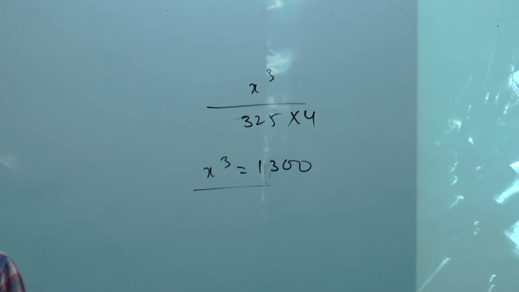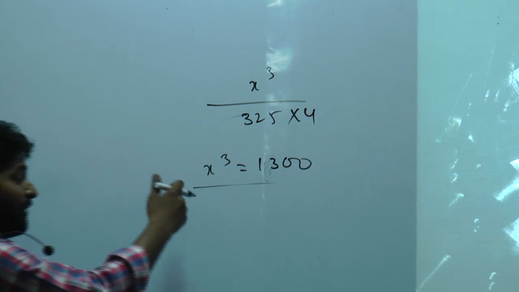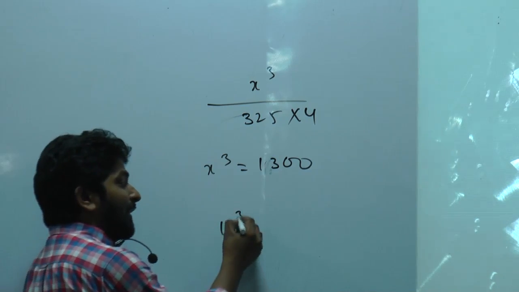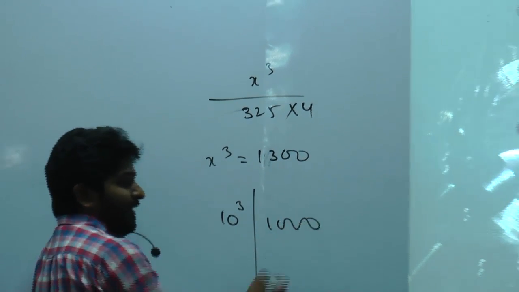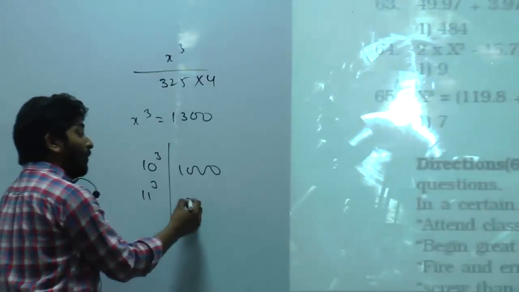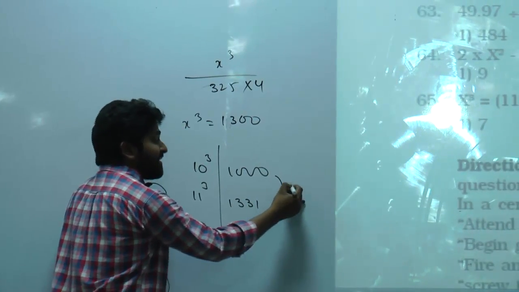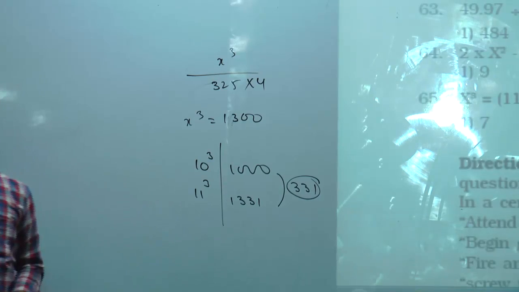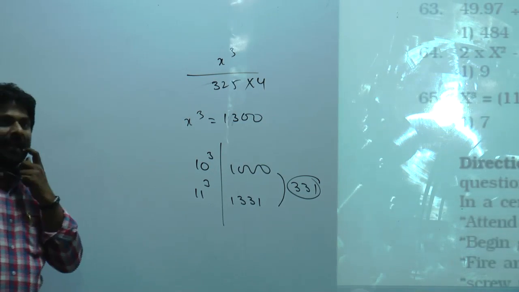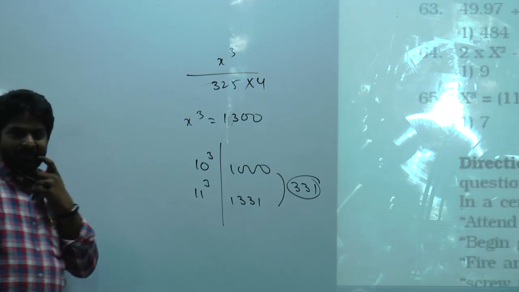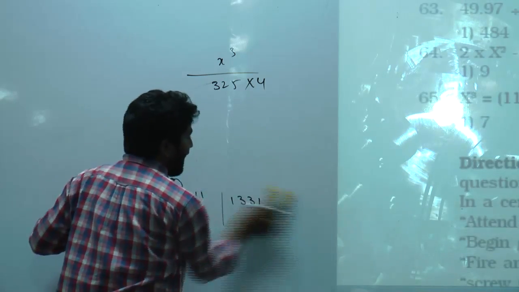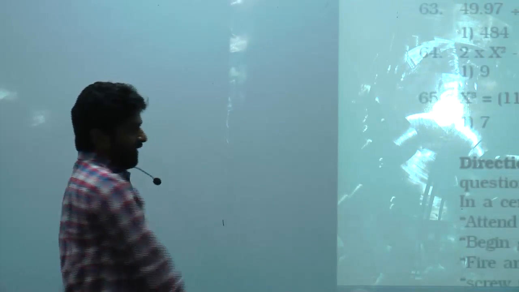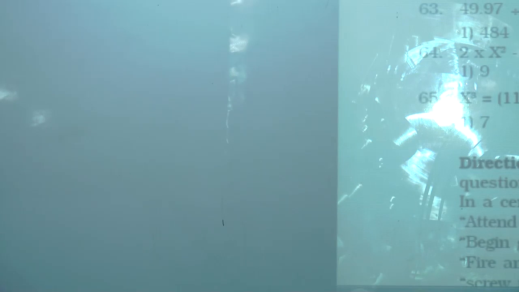Whatever it is. See, when you are going for cube value, 10 cube, 1000. 11 cube, 1331. Difference is 331. You can have the difference. You have that gap. You can do it. So just be careful when you have root x and then cube root x. This is what I want to convey now.